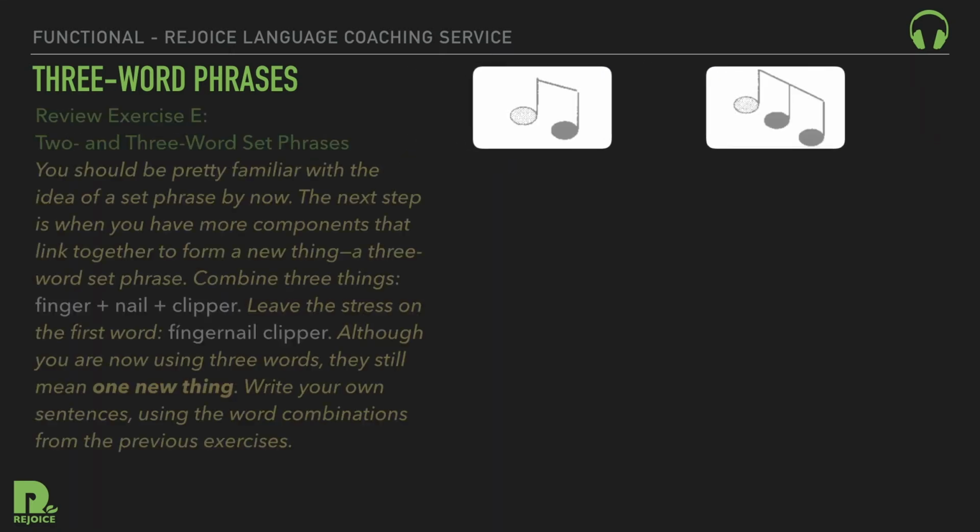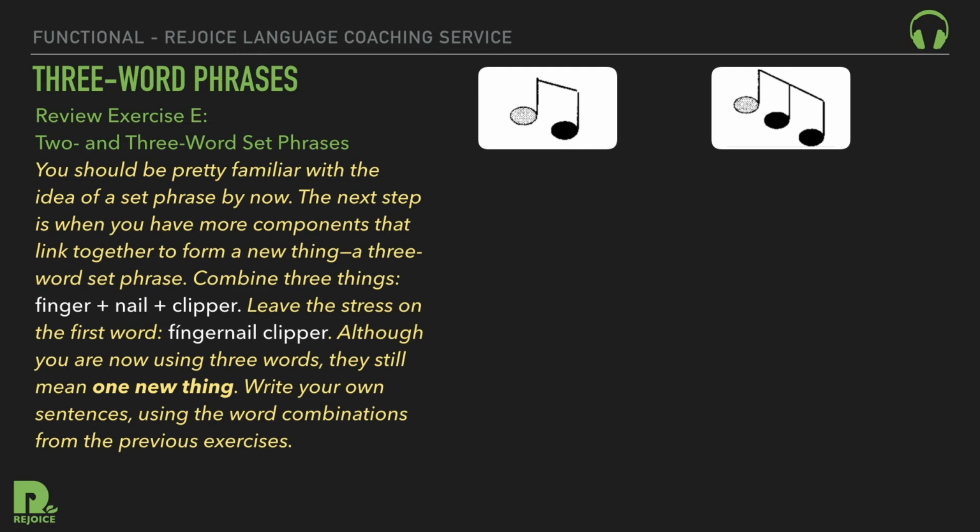Review exercise E. Two and three word set phrases. You should be pretty familiar with the idea of a set phrase by now. The next step is when you have more components that link together to form a new thing, a three-word set phrase. Combine three things: finger plus nail plus clipper. Leave the stress on the first word, fingernail clipper. Although you're now using three words, they still mean one new thing.